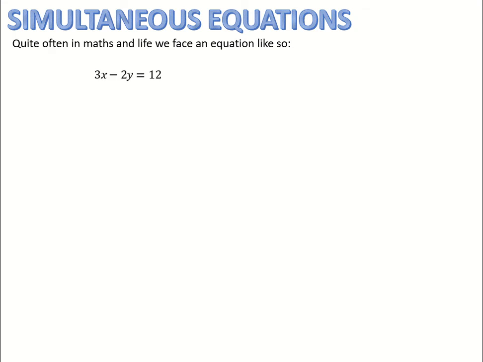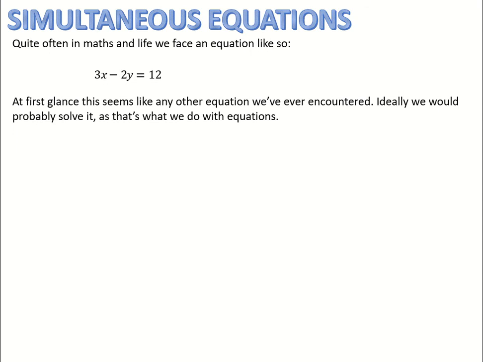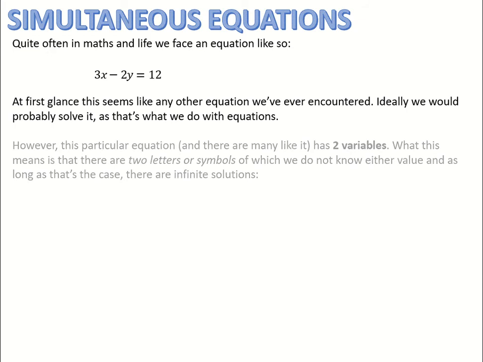Okay, so we often see an equation like this, and on first glance it doesn't seem like anything different to what you're used to. It's an equation, and generally with equations we solve them. But unfortunately with this one, with the information that we've got, we can't solve it. The reason we can't solve it is because there are two variables. What I mean by variables is the letters or symbols. With just the equation itself, and not knowing what x or y is, we cannot solve it.